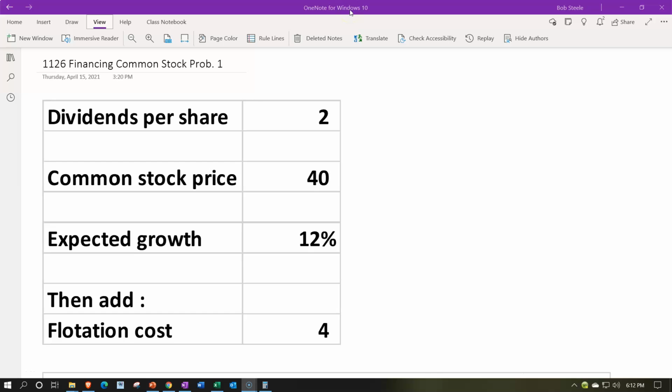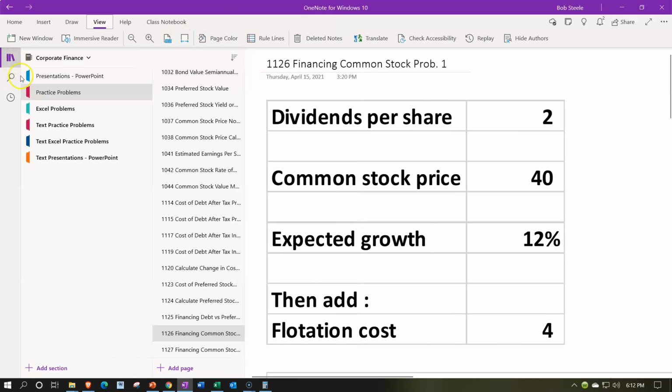Here we are in OneNote. If you have access to OneNote and would like to follow along, you're not required to, but if you would like to, we're going to be in the icon on the left-hand side. We're in the practice problems area, and then down here in 1126, financing common stock prob 1.